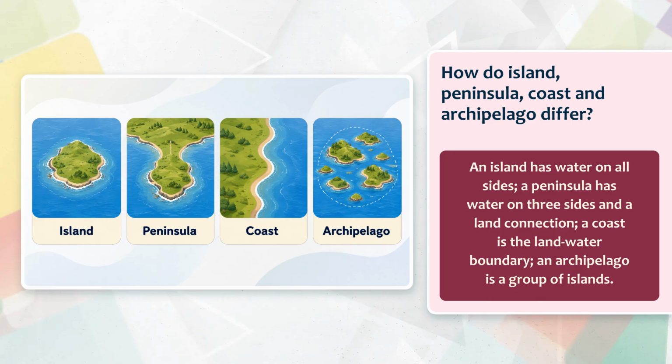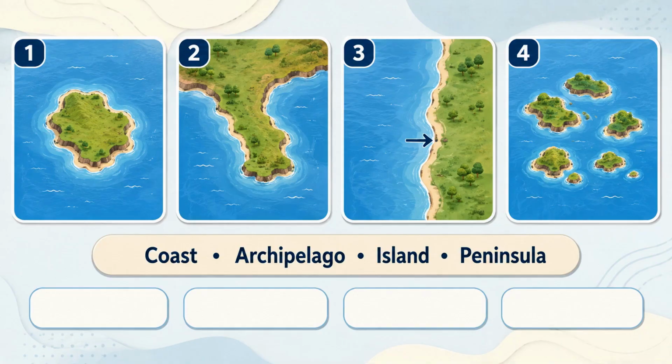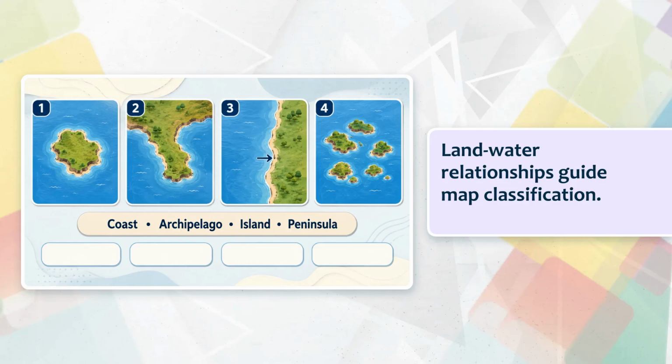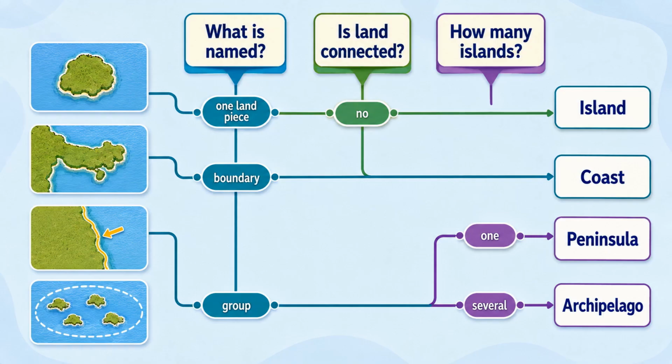Next, you will apply all 4 clues to classify new map shapes. The 4 new maps repeat the same clues: complete separation, one land connection, a meeting edge, and grouped islands. These clues identify island, peninsula, coast, and archipelago. Use the clues even when the names disappear. Land-water relationships guide map classification. Familiar place names are not needed when the defining clues are clear. First, identify whether the map points to one land shape, a boundary, or a group. Then, check complete water separation or a remaining land connection to choose the exact term.